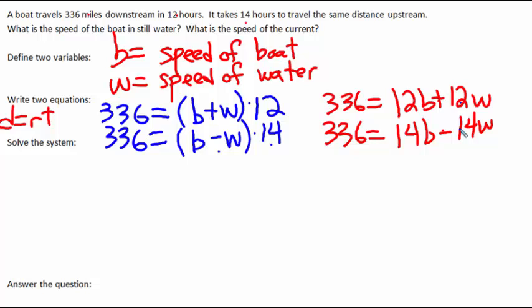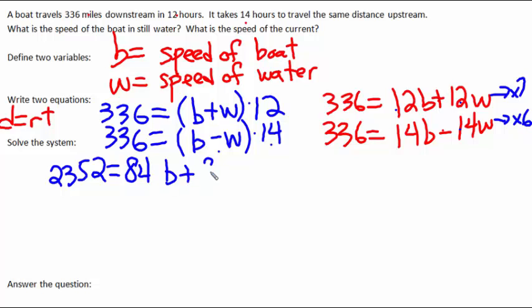We could multiply the top by 14 and the bottom by 12. I think it would work to cut those both in half. So if you multiply the top by 7 and the bottom by 6, I think they'll both make 84 and negative 84. So I'm going to multiply the top by 7. I'm going to multiply the bottom by 6. Might need a calculator on this one. But 336 times 7 would give you 2352. 12 times 7 will give you 84. And 12 times 7 will give you 84 again.